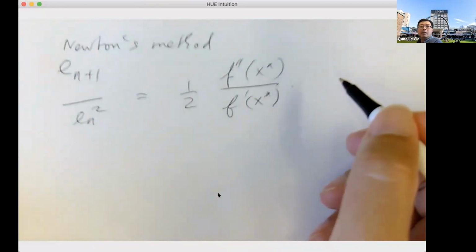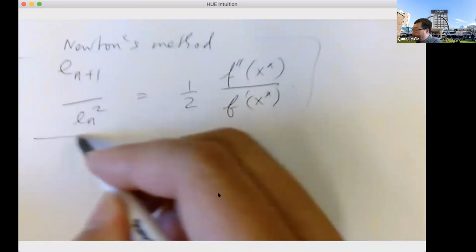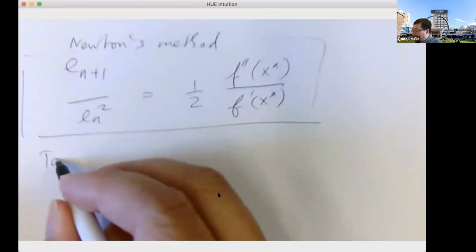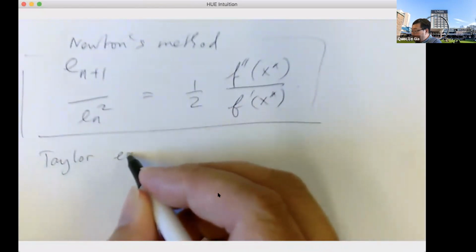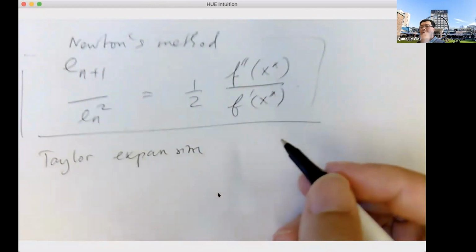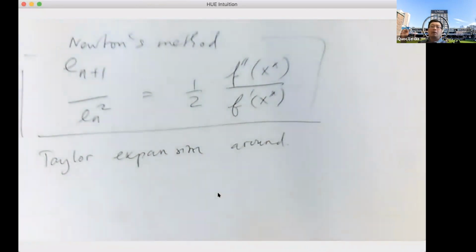Okay, remember the Taylor formula. We can prove this one by Taylor formula. So Taylor expansion around... so what is the Taylor expansion formula?